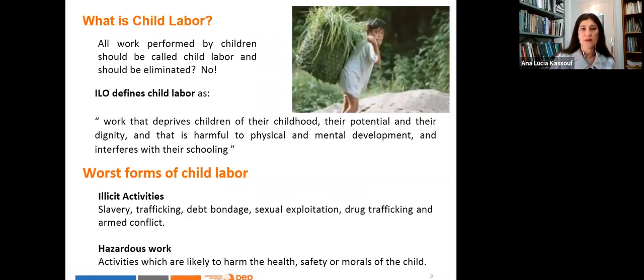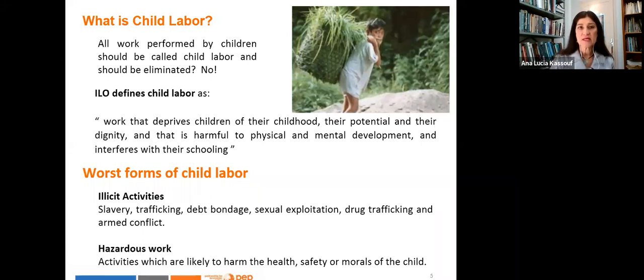What is child labor? That's a very polemic topic. We can say that all work performed by children should be called child labor and should be eliminated. Actually, no, there is a big discussion on this issue. Some people think that working is good if the work doesn't interfere with schooling and doesn't cause any damage to the child. It could actually bring some skills, some experience, and some responsibility.